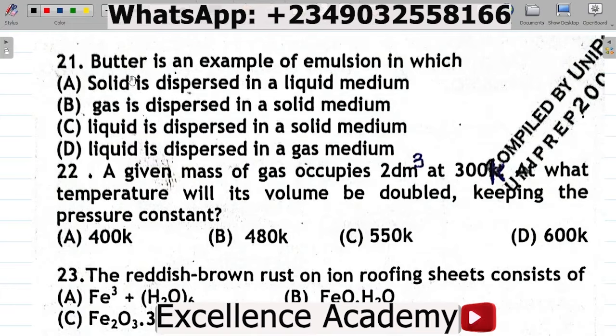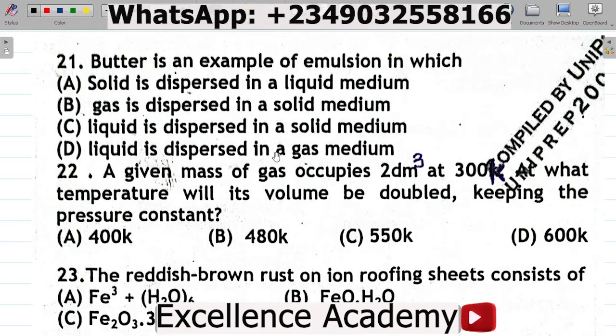21 says, butter is an example of emulsion in which A, solid is dispersed in a liquid medium, B, gas is dispersed in a solid medium, C, liquid is dispersed in a solid medium, D, liquid is dispersed in a gas medium. For this question here, you want to know that there's something called a colloid, all right?